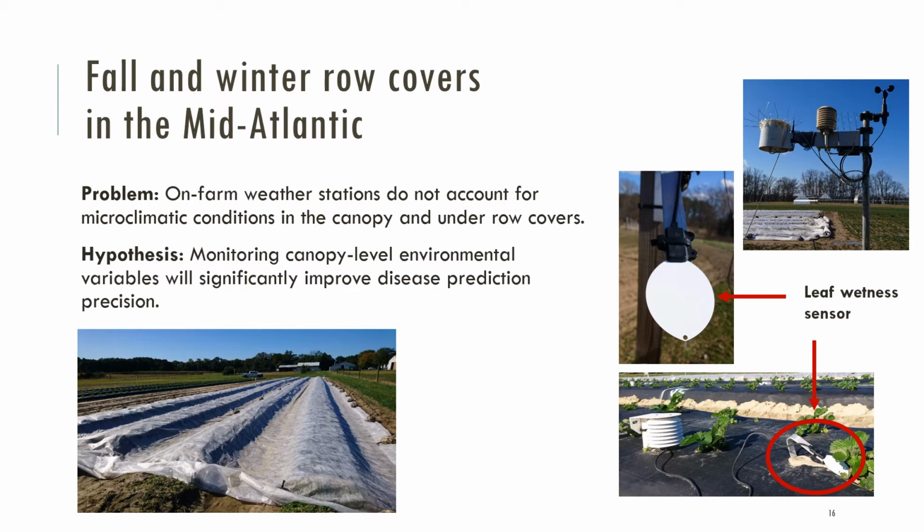This microclimatic sensor set is composed of two components: the leaf wetness sensor that you see in the red circle, and the sensor that records parameters like the air temperature or the relative humidity. The leaf wetness sensor is again in the larger picture. It basically looks like a leaf and acts like a leaf. So whenever the sensor is wet, the leaf is wet as well. We think that by monitoring those canopy level environmental variables, we will significantly improve the disease prediction precision.